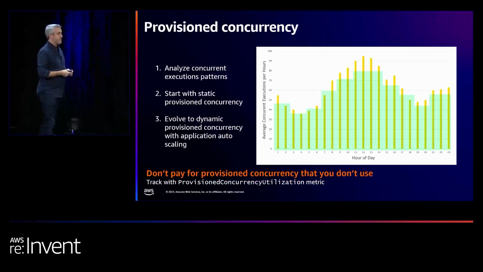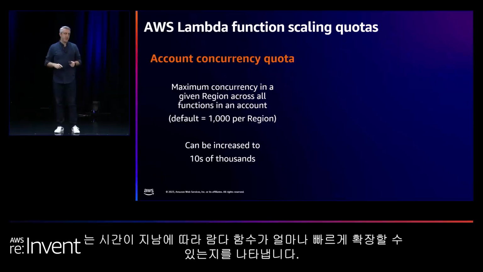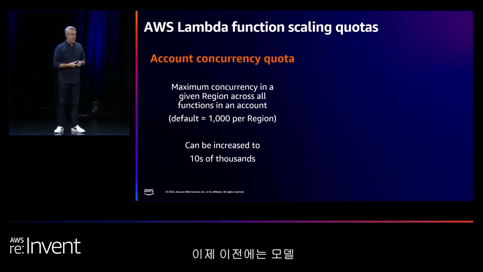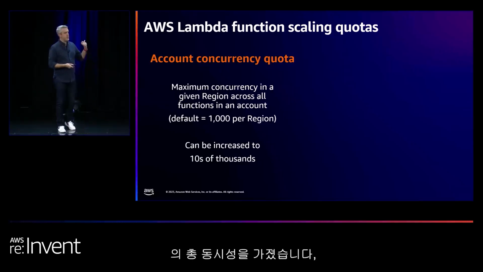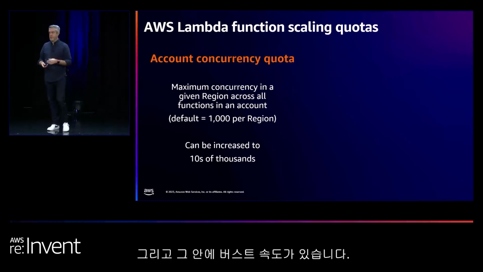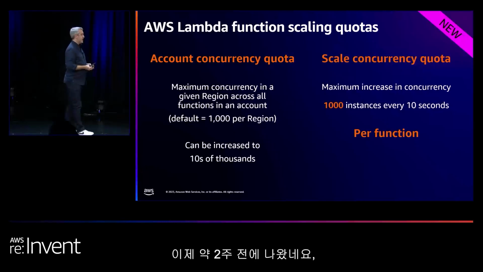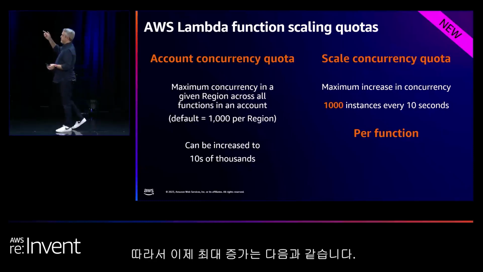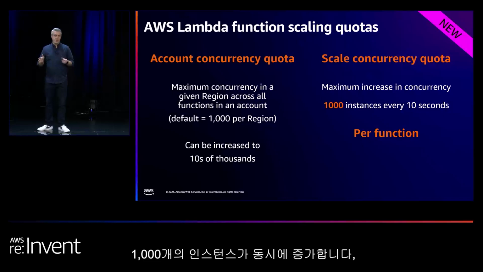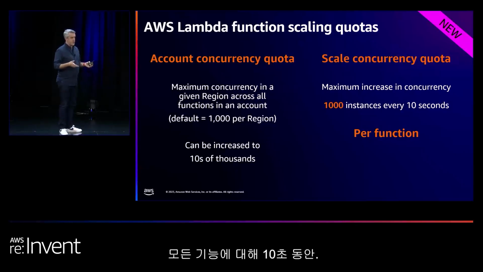Now, another thing to talk about when we talk about concurrency is also how fast Lambda functions can scale over time. Now, previously, we had a model of account concurrency quota where based on a given region, you had a total amount of concurrency, and then you had a burst rate inside of that. We've kind of gone now and changed the burst model. So this came out just about 2 weeks ago now. And this applies to basically all functions that exist. So now what you end up with is a maximum increase in concurrency of 1,000 instances or 1,000 worker environments over a period of 10 seconds for every function.